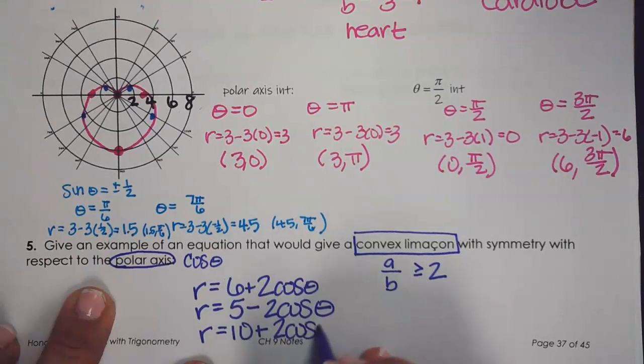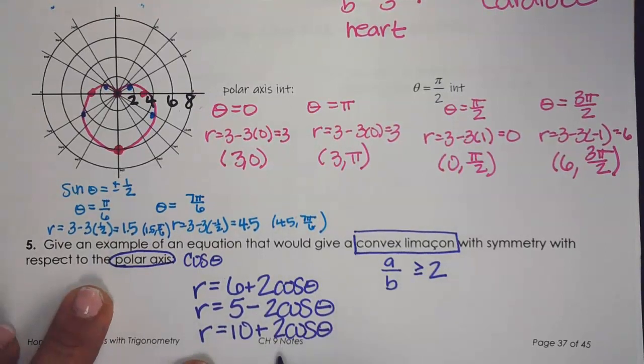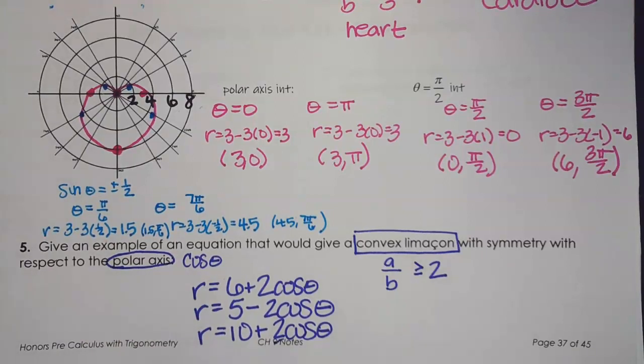Now, we understand all of you had 2. It's okay if this number isn't 2. You get that, right? It's just that the ratio of A to B has to be greater than or equal to 2. Okay, and that's a little bit about limacons.